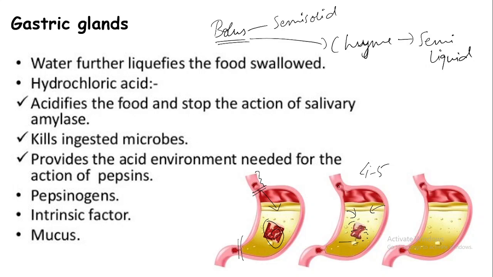Water is also produced by all of these glands, and that water is going to help in further liquefaction of the food. Next, hydrochloric acid. Remember, the hydrochloric acid produced in your own stomach is so strong that it has the capacity to completely melt a blade, the 7 o'clock blade that is used for shaving, over a period of an hour. So just imagine how strong the acid is.